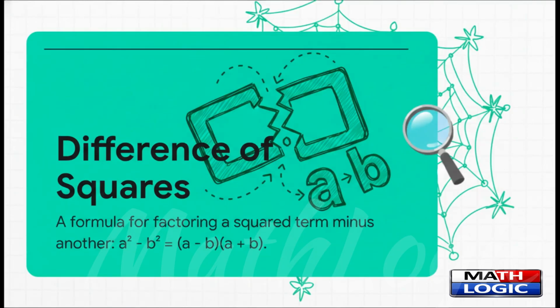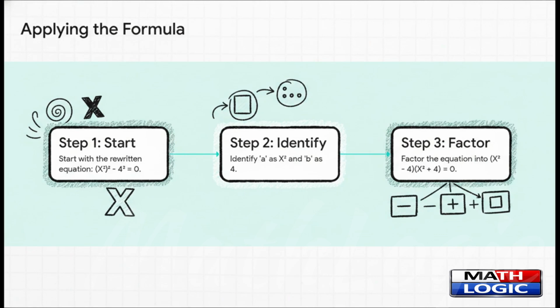And here it is, the difference of squares. This is such a great formula. It's the key that's going to unlock this whole puzzle for us. Basically, anytime you see something squared minus another thing squared, you can instantly break it apart into these 2 factors. And if you look at our problem, it fits this formula perfectly. Our a is just x squared, and our b is 4. So when we apply the rule, our one big equation cracks open into 2 smaller, much more manageable pieces: x squared minus 4 times x squared plus 4, all equal to 0.